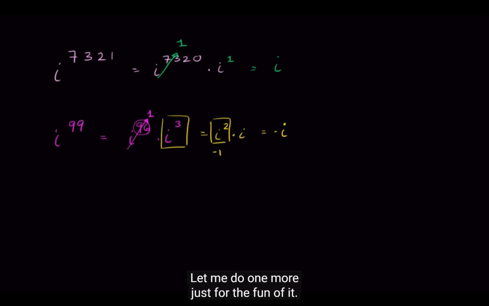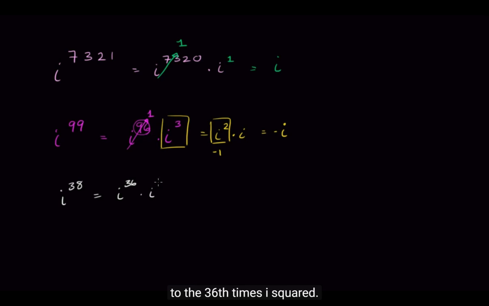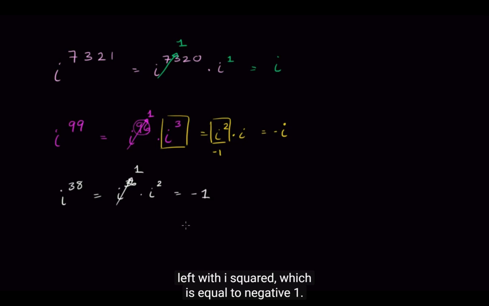Let me do one more just for the fun of it. Let's take i to the 38th power. Well, once again, this is equal to i to the 36th times i squared. I'm doing i to the 36th power since that's the largest multiple of 4 that goes into 38. What's left over is this 2. This simplifies to 1, and I'm just left with i squared, which is equal to negative 1.